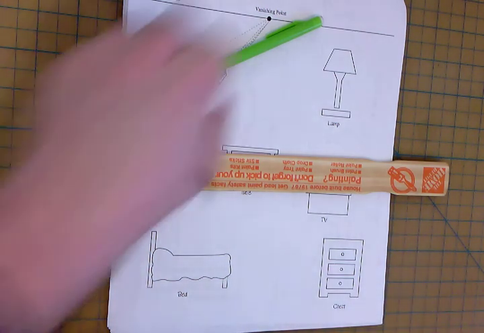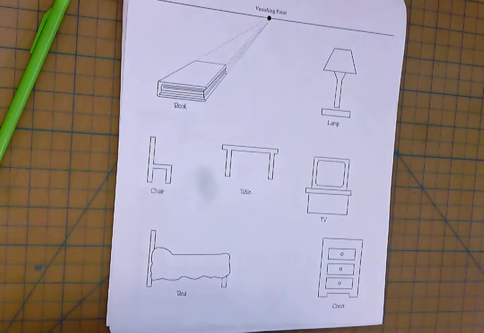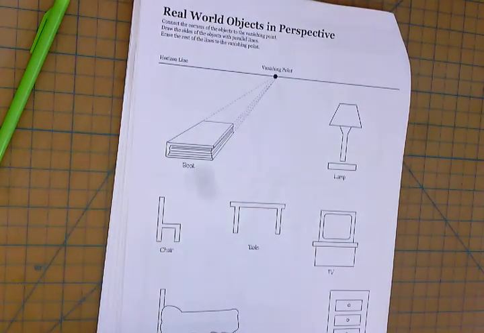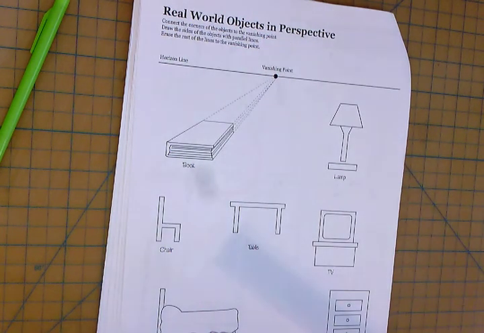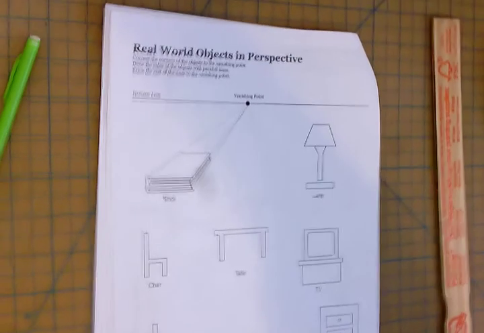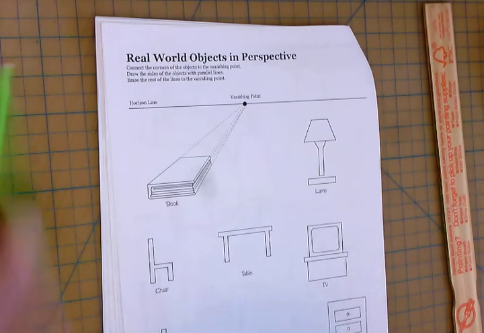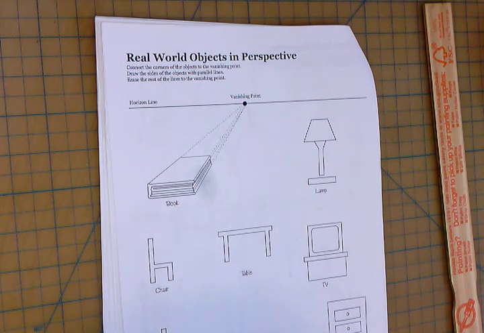We're going to do another example on our real world objects in perspective page. It looks like that. We're going to be following our 3 rules as we always do. We're going to see if we can make an accurate illusion. We're going to be working today with the TV. So we're going to be working with this guy over here, one of the more simple ones.